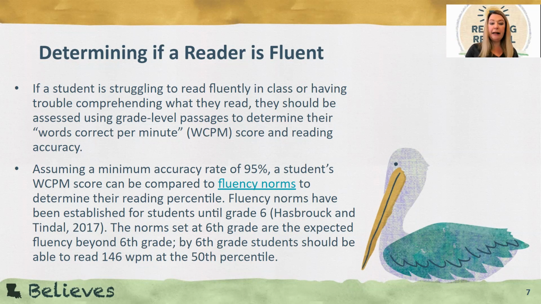Fluency norms have been established for students until grade 6. There are some other resources out there that kind of predict what goes beyond, but it doesn't really climb at all. The reason for that is the norms set at 6th grade are the expected fluency beyond 6th grade. By 6th grade, students should be able to read 146 words per minute at the 50th percentile. And the 95th percentile, I believe, is like 170 words per minute. So we as adults are expected to read that many words per minute. It doesn't go beyond that.